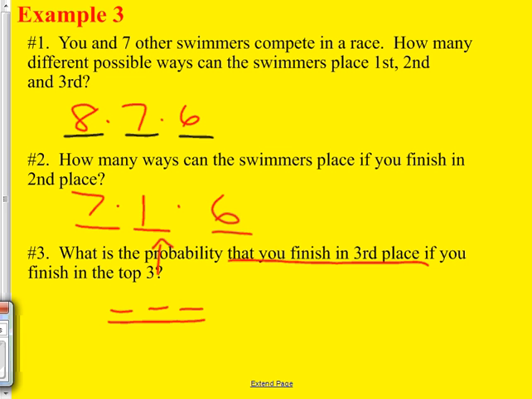Now here's the given that messed me up. I knew it was saying given you finish in the top 3, so I knew that it wasn't just all the possibilities. See, a lot of people think you just put the 8, 7, and 6 on the bottom. You don't, because that would be all the possible things. We've narrowed it down. You are in the top 3, so that's not going to be all the choices. It's going to be less than that. So it can't be 8, 7, and 6.